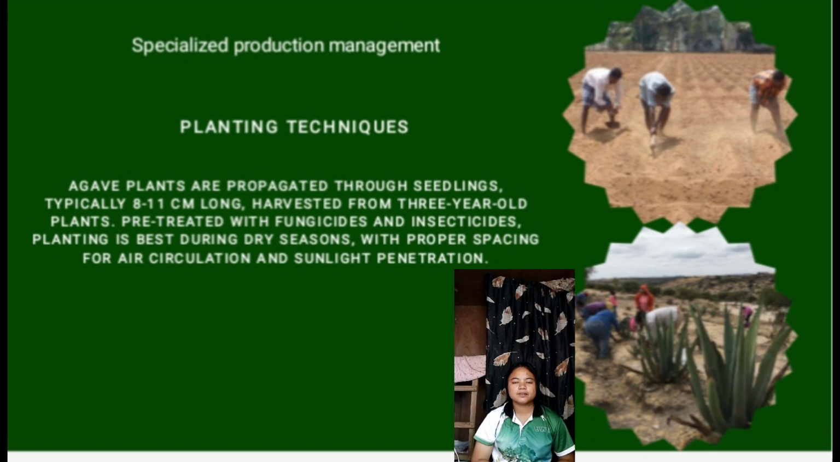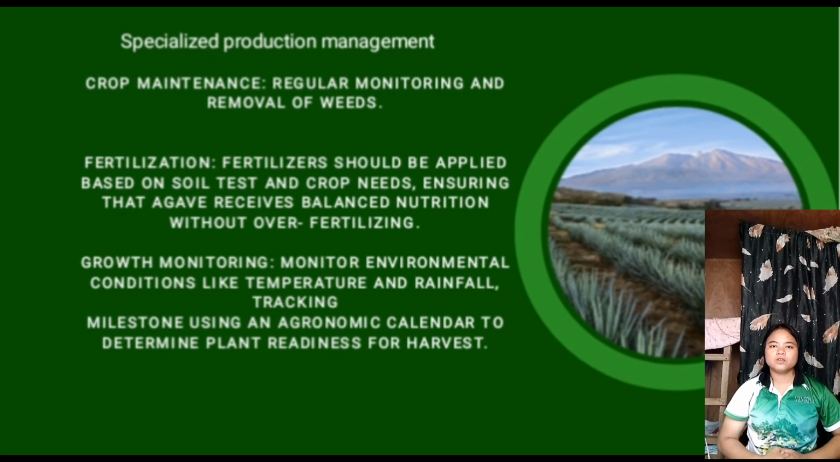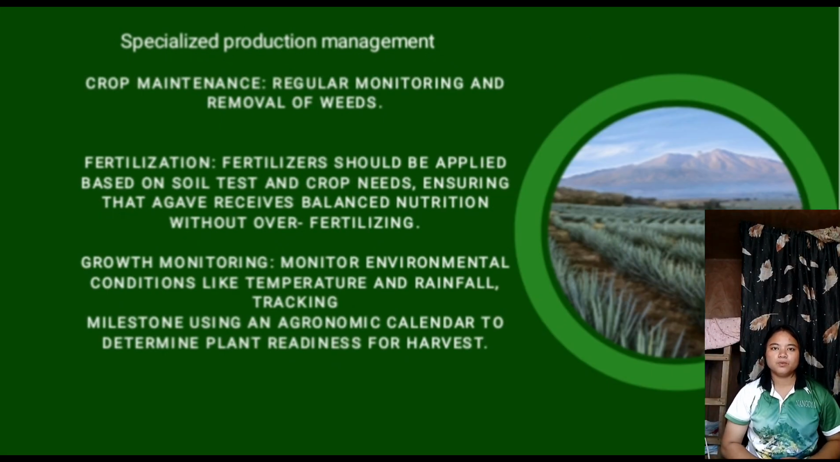Then the best planting season is during dry seasons with proper spacing for air circulation and sunlight penetration. Additionally, for crop maintenance: regular monitoring and removal of weeds, then fertilization. Fertilizer should be applied based on soil test and pH levels, and also crop needs, ensuring that agave receives balanced nutrition without over-fertilizing.